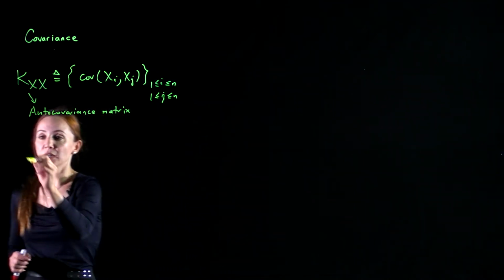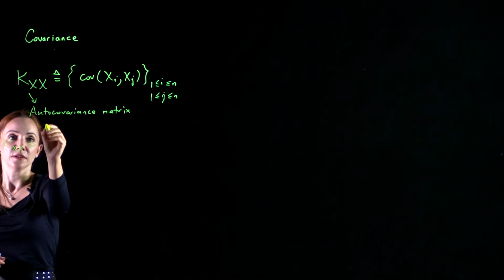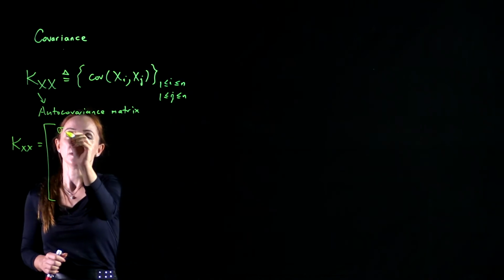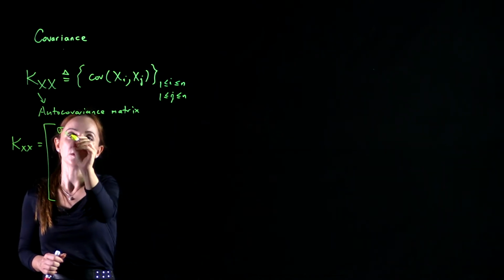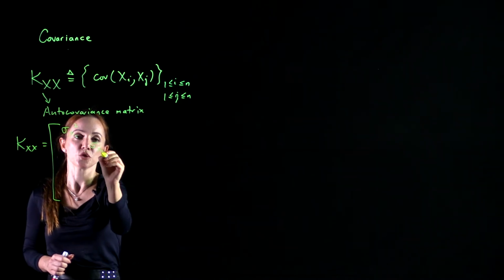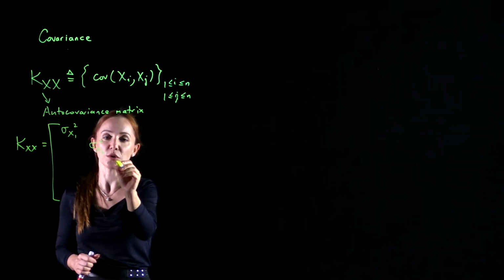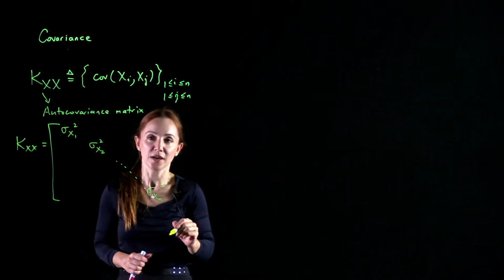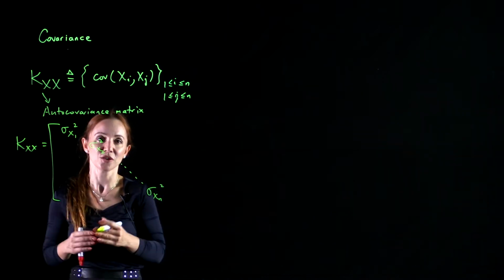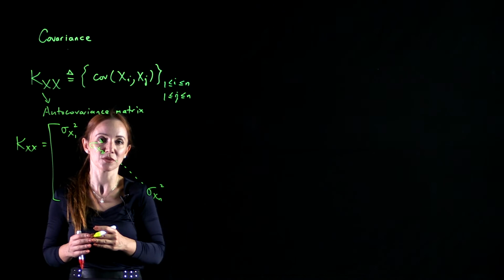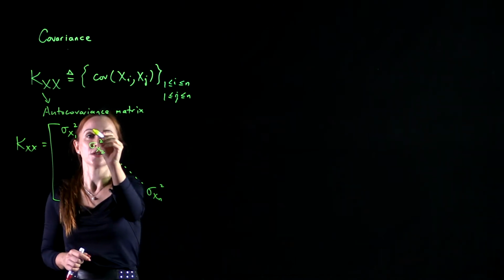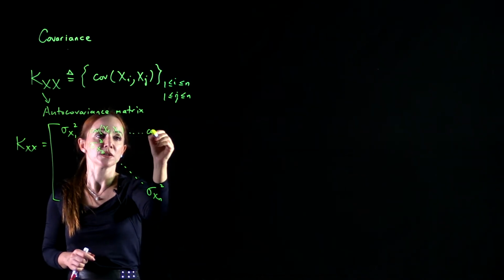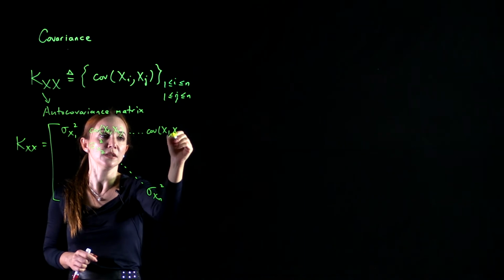So that Kxx has entries sigma 1 squared, sigma 2 squared, the variances, in other words, as the diagonal terms. And the off-diagonal terms are the covariances of the respective components. This is the covariance of x1, x2, and this is the covariance of x1, xn.